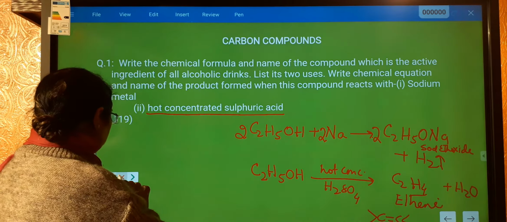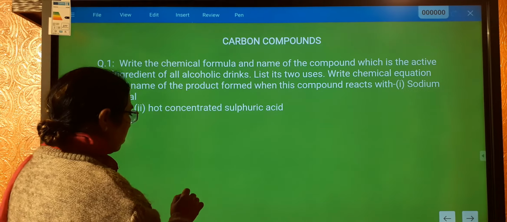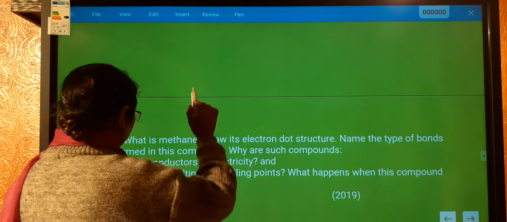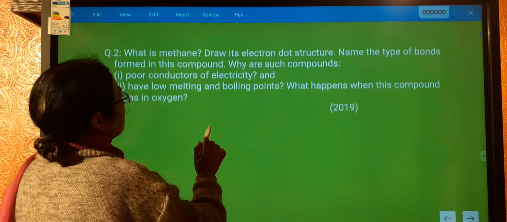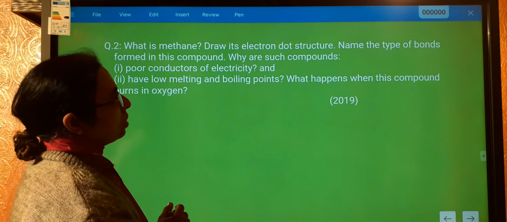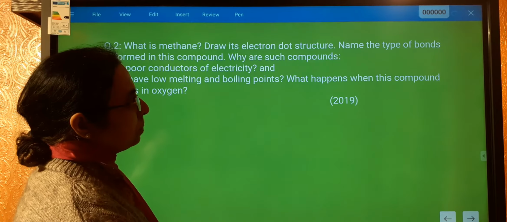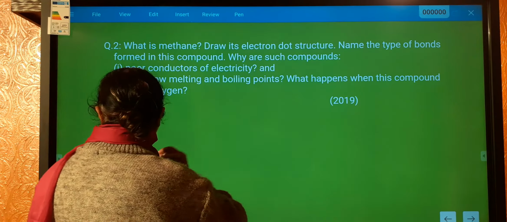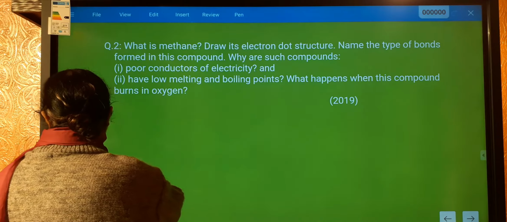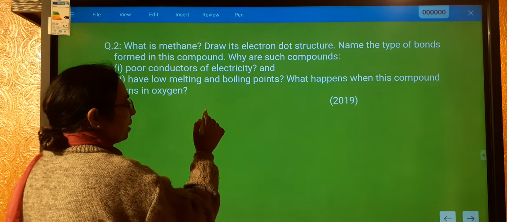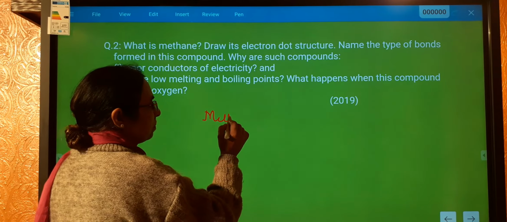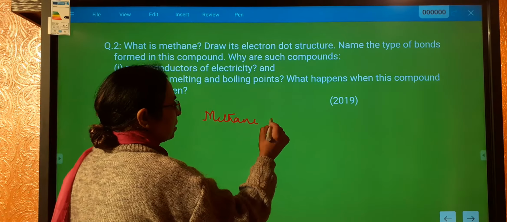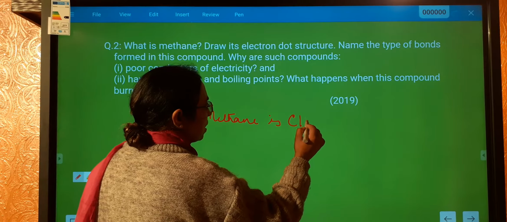Alright, now let us come to the next question. What is methane? Draw its electron dot structure. This is again a 2019 question. So what is methane? Methane is CH4.